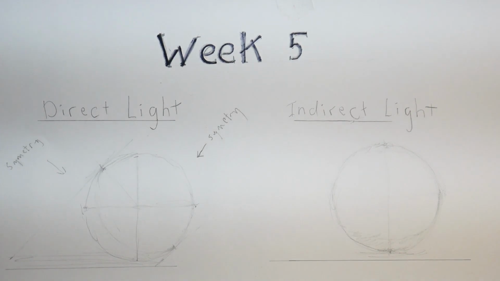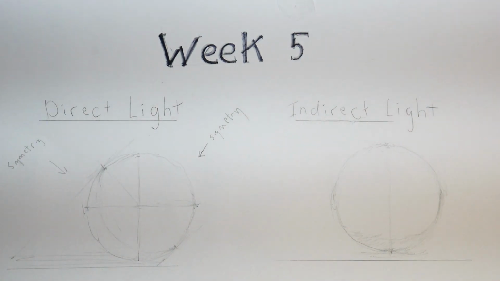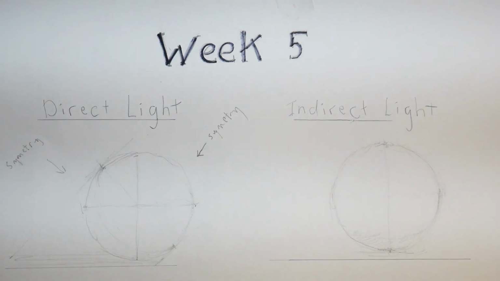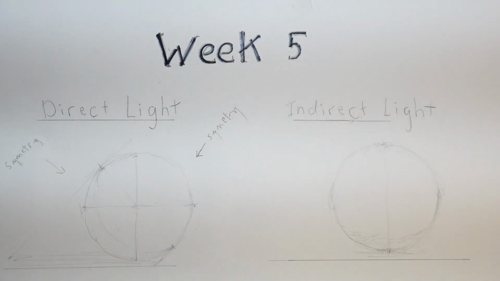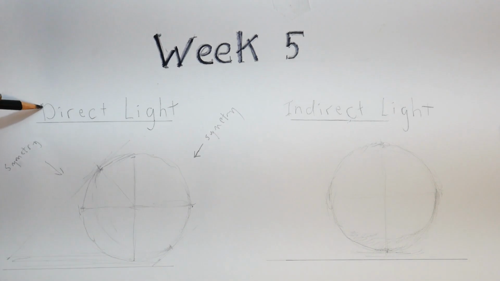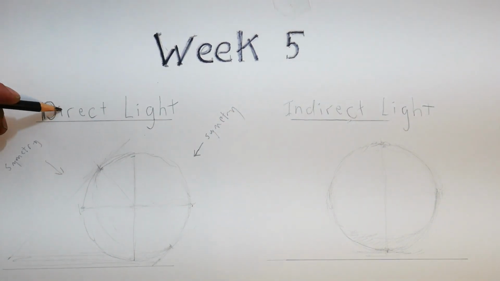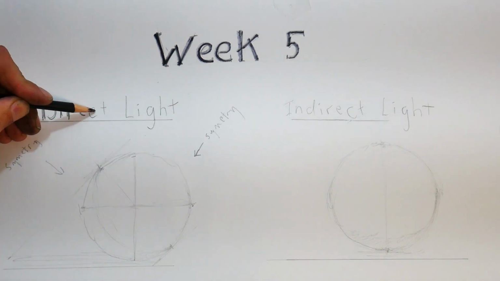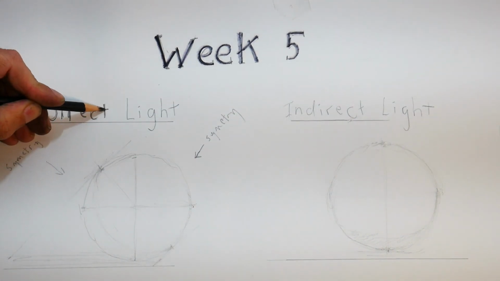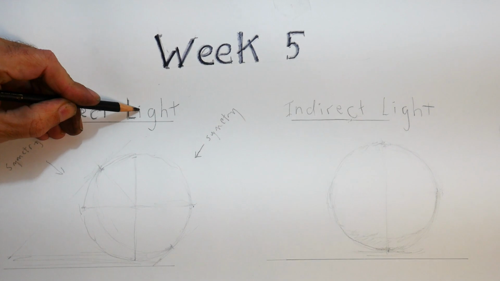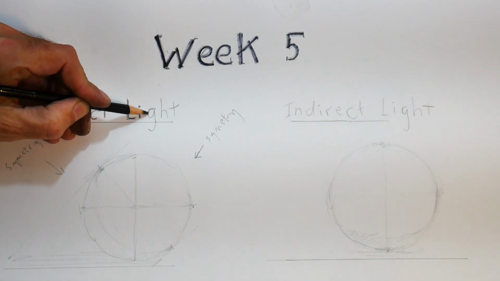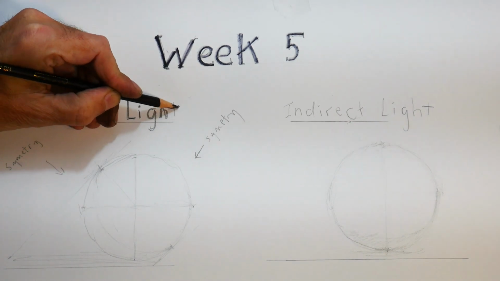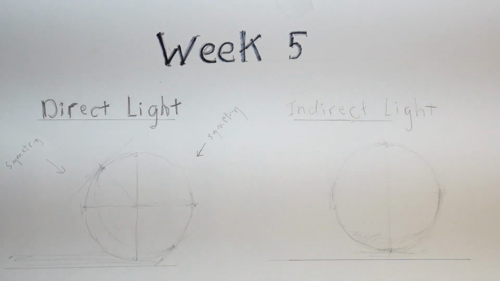Okay, so now we're going into week 5 and 6. We're going to basically start off with direct and indirect lighting. Direct lighting means that we have a direct light source, let's say the sun, and the sun is beating down on, I don't know, a house or a car or a person, and it's going to just have a very intense shadow.